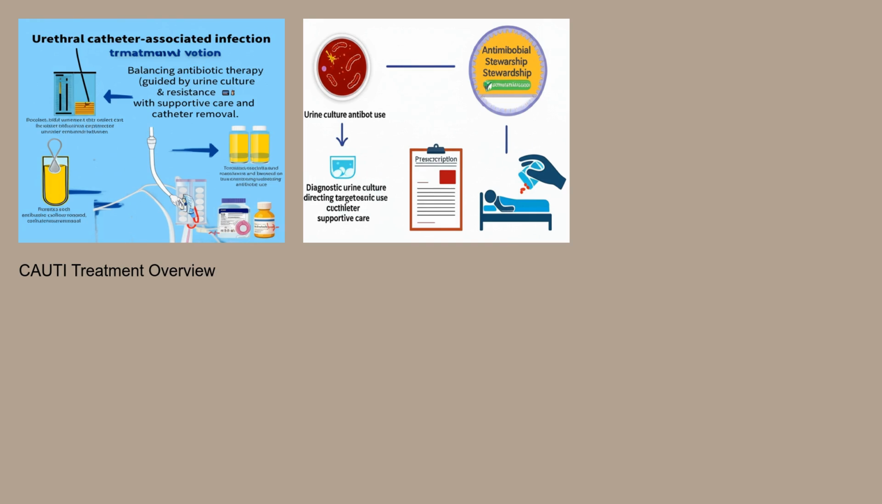Treatment for CUIs typically involves antibiotic therapy. The choice of antibiotic is guided by the urine culture results and the local antibiotic resistance patterns. It's crucial to use antibiotics judiciously to prevent the development of antibiotic-resistant bacteria. In addition to antibiotics, supportive care such as adequate hydration and pain management may be necessary. Removing the catheter, if possible, is also a key component of treatment.